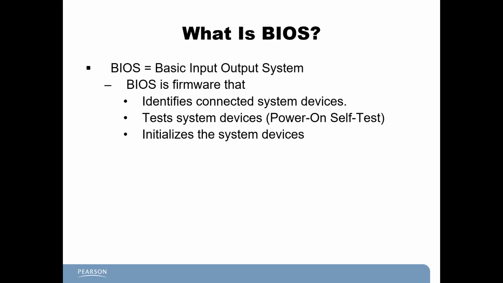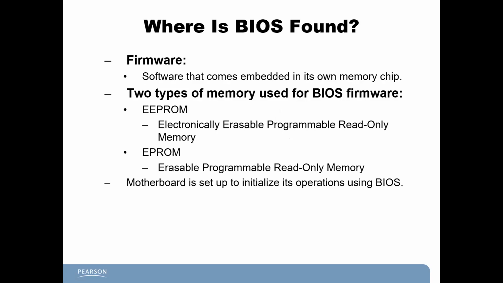What is a BIOS? BIOS, the long form for the abbreviation BIOS, is basic input and output system. BIOS is a firmware that identifies connected system devices such as the CPU, the RAM, the keyboard, the mouse, CD-ROM, display, etc. The BIOS tests system devices through the power on self-test, also abbreviated as POST, and it initializes the system devices.